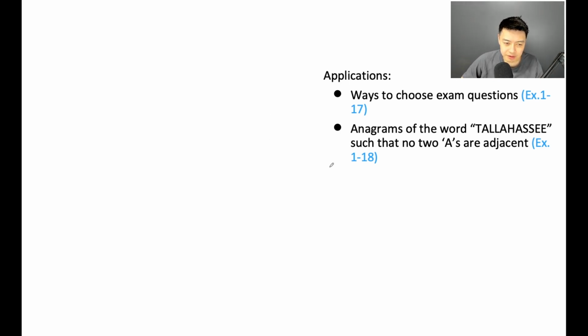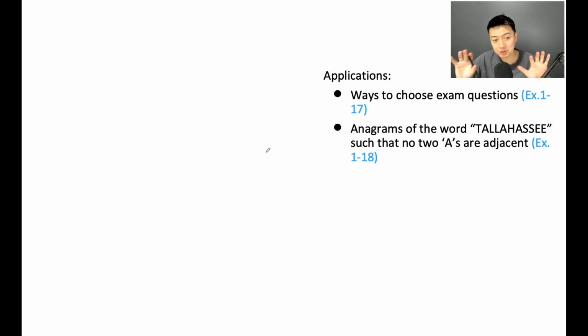Okay, so let's do one more here, another combination of things that we've talked about. So I want to look at the anagrams of the word Tallahassee. So basically, not anagrams, but all of the rearrangements of the word Tallahassee, such that no 2 A's are adjacent. Okay, so here we can deploy, again, a step 1 and a step 2.